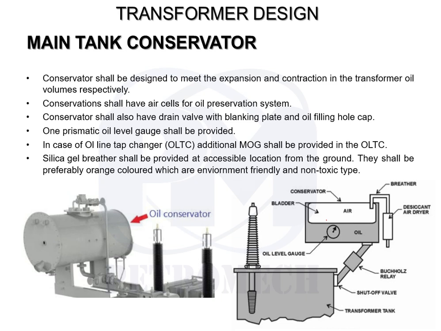The conservator shall have air cells for the oil preservation system. The conservator shall also have a drain valve with blanking plate for the oil filling hole cap. One prismatic oil level gauge shall be provided at both ends of the conservator. In case of online tap changer or OLTC, an additional MOG, magnetic oil gauge, has to be provided in the OLTC. Silica gel breathers are used to check the moisture content in the conservator.